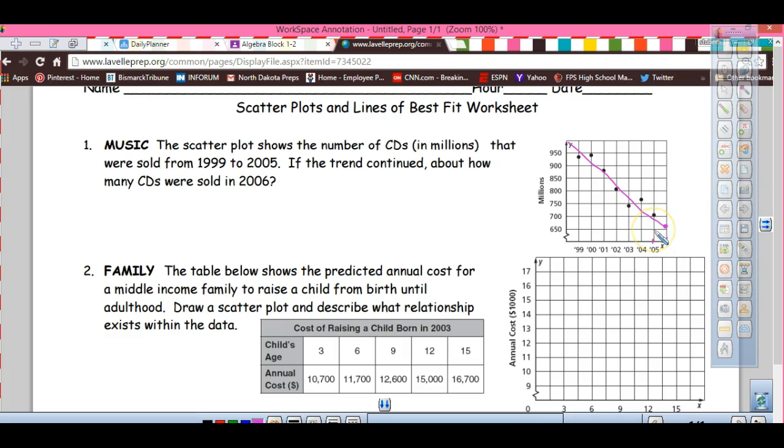Come on guys, look at your graph. I'm not going to feed you all of these answers. You're going to actually have to look at your graph and participate in your own learning. It's on your sheet. About 650 what? Yeah, 650 million CDs, because you've got to look at that side as in millions, not just in numbers.